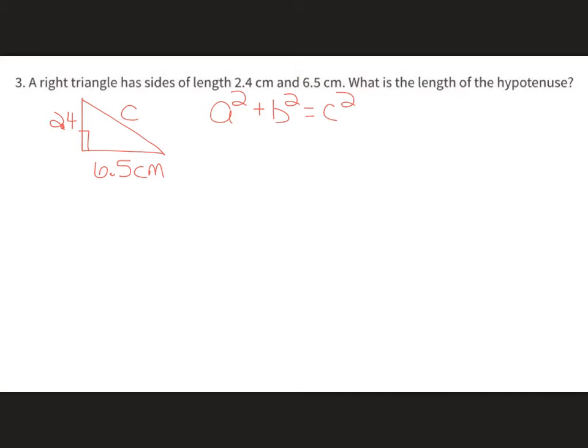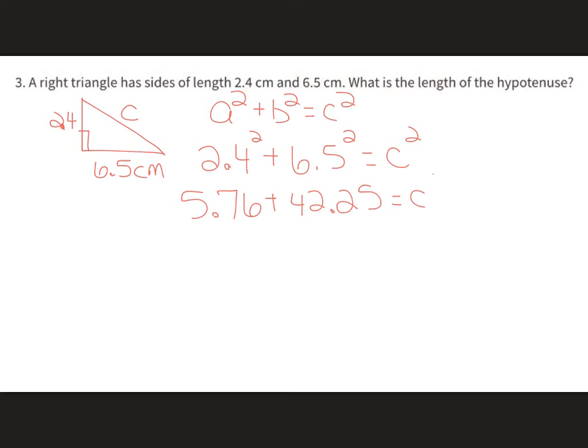We're going to plug in our leg lengths. So we're going to have 2.4 squared plus 6.5 squared equals C squared. We're going to use our calculator to help us. 2.4 squared is 5.76. Plus 6.5 squared is 42.25. I'm going to add those up, and I get 48.01. So that is C squared.